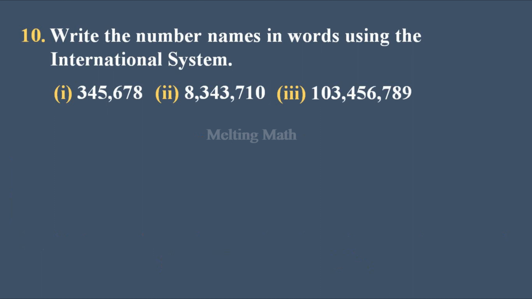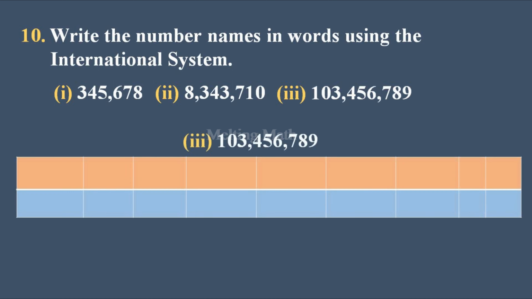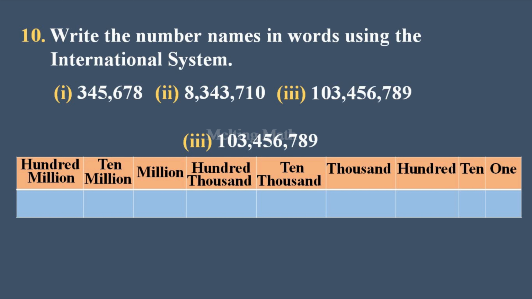Next, see the third one. Here also just write the places of each digit according to the international system. We know the last digit 9 is in the ones place. Next digit 8 is in the tens place. Next digit 7 is in the hundreds place. Next digit 6 is in the thousands place. Next digit 5 is in the 10,000s place. Next digit 4 is in the 100,000s place. Next digit 3 is in the million place. Next digit 0 is in the 10 million place. Next digit 1 is in the 100 million place. So that's it. We wrote the places of each digit.